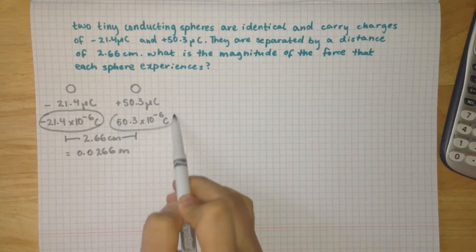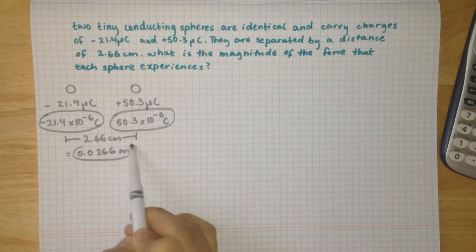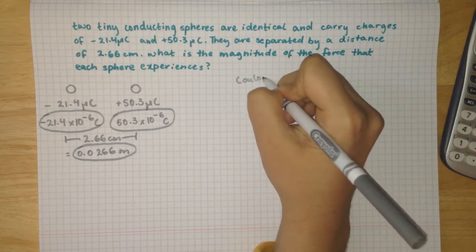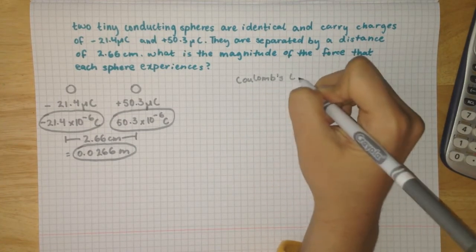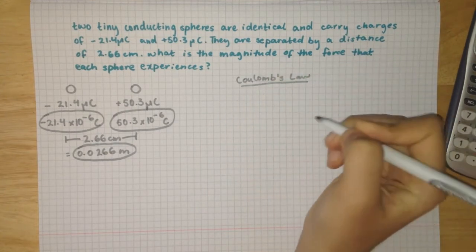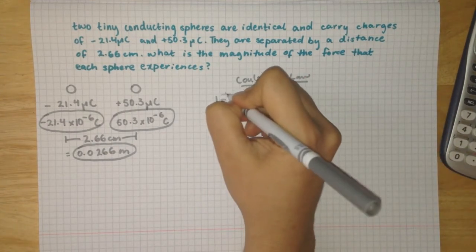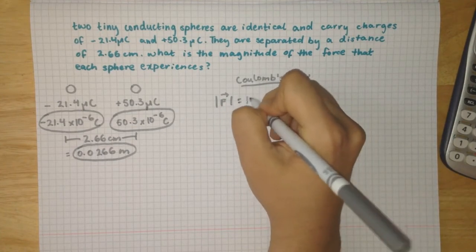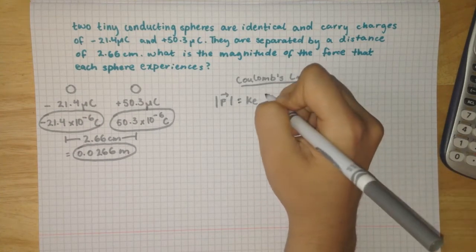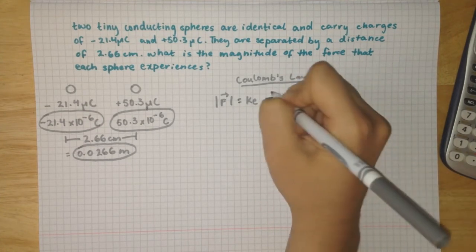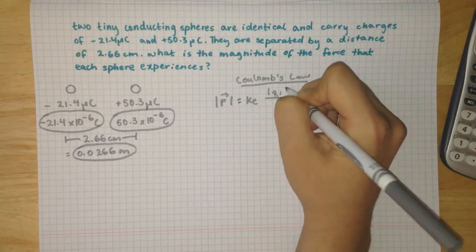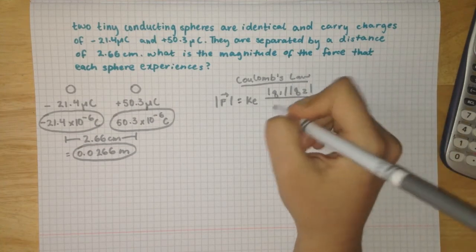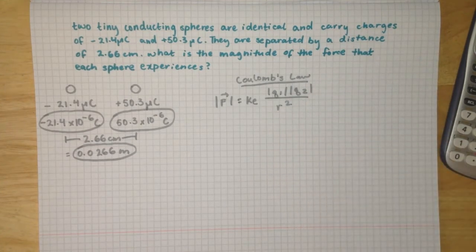So now we have our values that we are going to plug into our formula, and I'm just going to circle them so we don't get confused. We're going to use Coulomb's law to solve for this problem. It states that the magnitude of the force between any two point particles is equal to a constant K times the magnitude of the charge of the first particle, times the magnitude of the charge of the second particle, divided by the distance squared, so r squared.